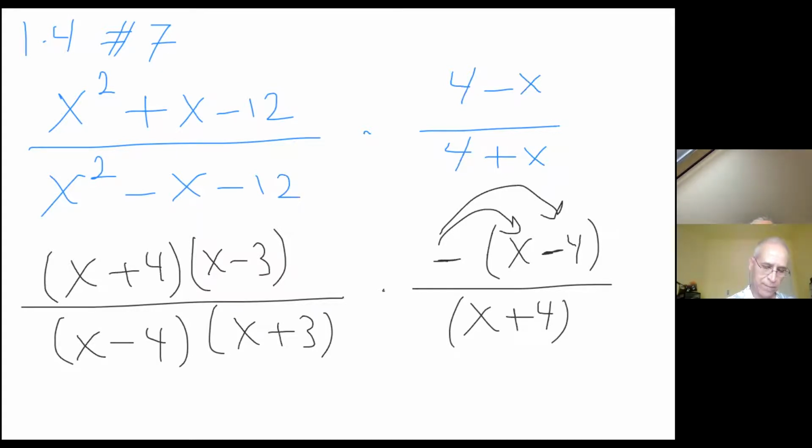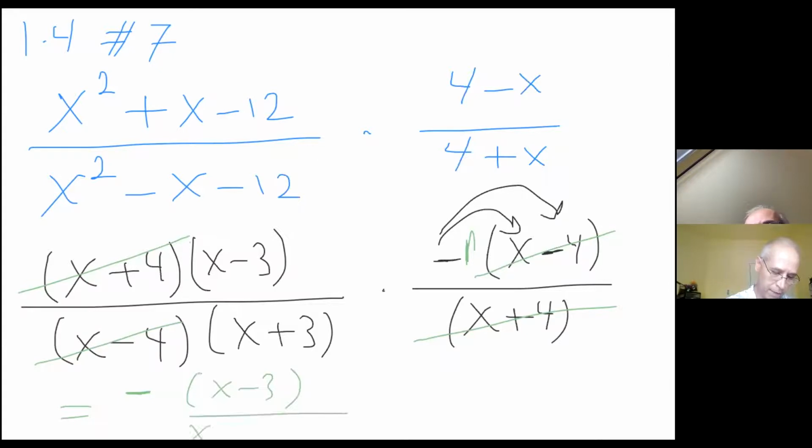Now, x plus 4 nicely cancels x plus 4. x minus 4 cancels x minus 4. So this equals, here I do have a -1 in here, so I have -1, or minus x minus 3 over x plus 3. And that's good enough. We can't really simplify it anymore.